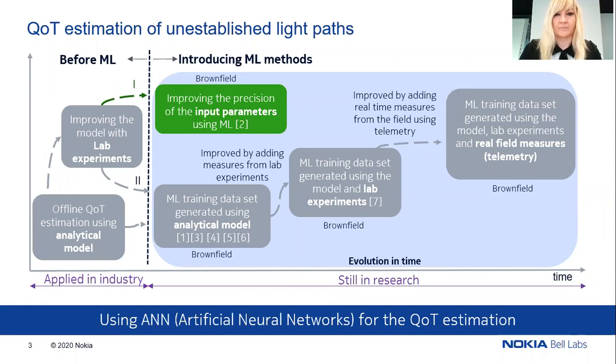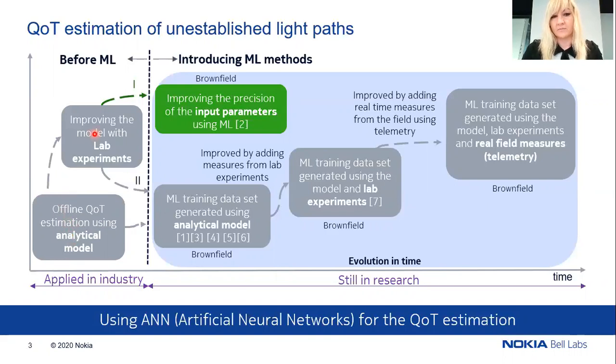This is a global overview of how QoT estimation of an established light path is done today and how it could be done in the future using machine learning methods. If you take a look at the left corner, today we're using an offline QoT tool for estimation, which is based on an analytical model. This analytical model can be improved using lab experiments.